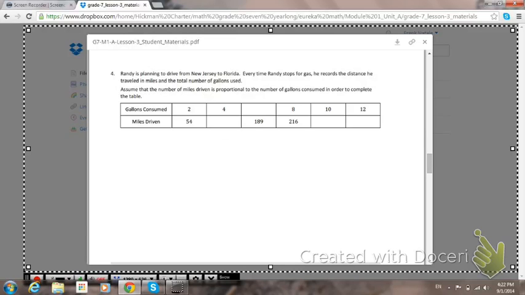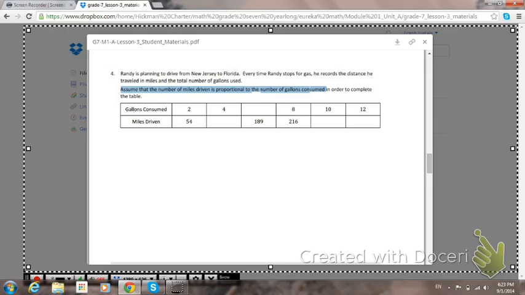Here's number 4. Randy is planning to drive from New Jersey, that's my home state, to Florida. Every time Randy stops for gas, he records the distance he traveled in miles and the total number of gallons used. Assume that the number of miles driven is proportional to the number of gallons consumed. So now we're assuming proportionality. This would probably be relatively unrealistic, since once you start to drive a car, how you're driving or the conditions you're driving under do change. But if you are driving consistently, you can get a good consistent what we call miles per gallon.